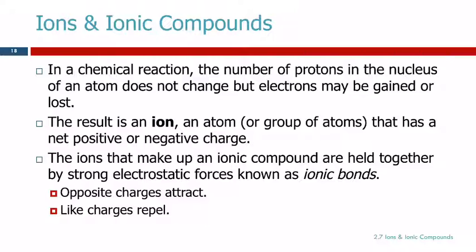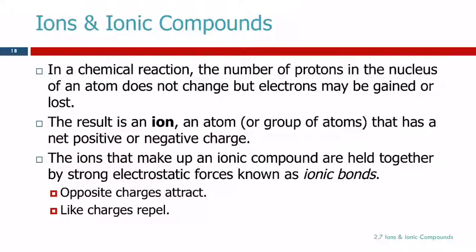Just like if you went and got a makeover, you might look very different. You can put on different clothes, you can color your hair, do all kinds of stuff to your body, but it doesn't change who you are on the inside. In a chemical reaction, the atoms remain the same element. The number of protons doesn't change. The number of electrons, though, can change. So you can have electrons being gained or electrons being lost. And the result when that happens is that we get an ion.